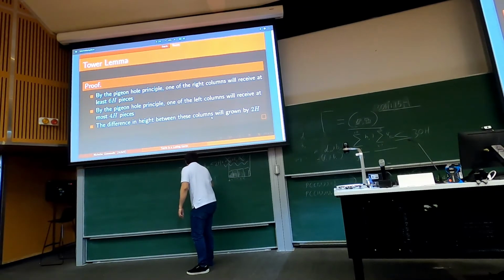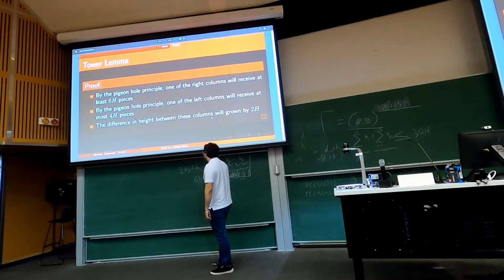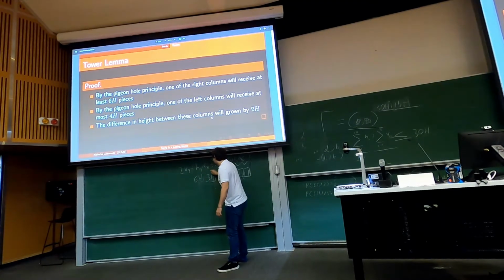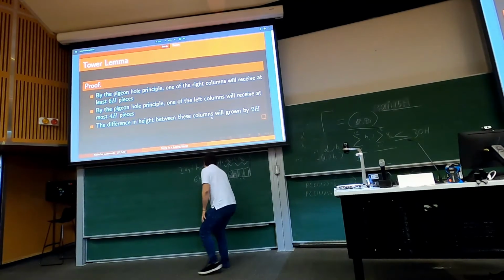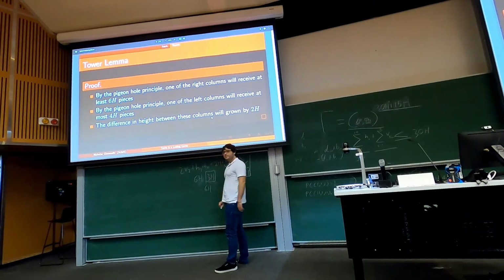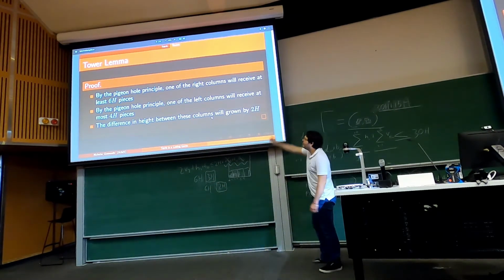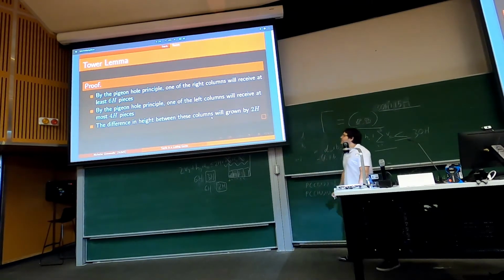So we have 6H right pieces, which means at least 3H of them. Yes, this is correct. 3H of them must belong to one of the tails. Now we have 6H of the left pieces. By the pigeonhole principle, at least one of them will have to receive less than or equal to 1/3 of 6H, which is 2H. So yes, in particular, we should have 3H and 2H, my bad. The difference in height between these columns will be grown by 2H. Sorry, I was a bit late when I finished writing this.